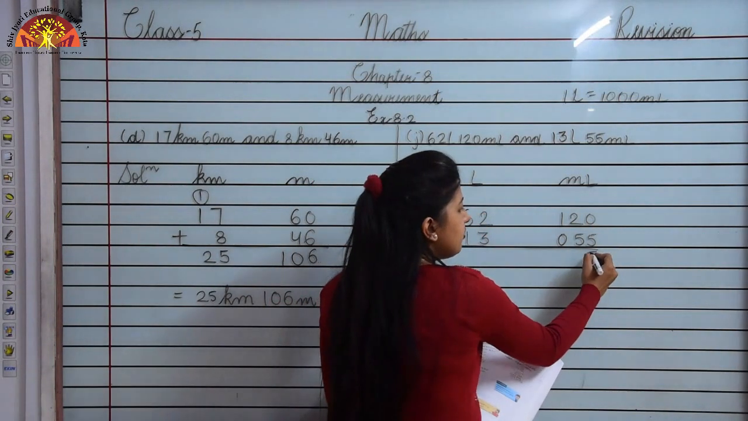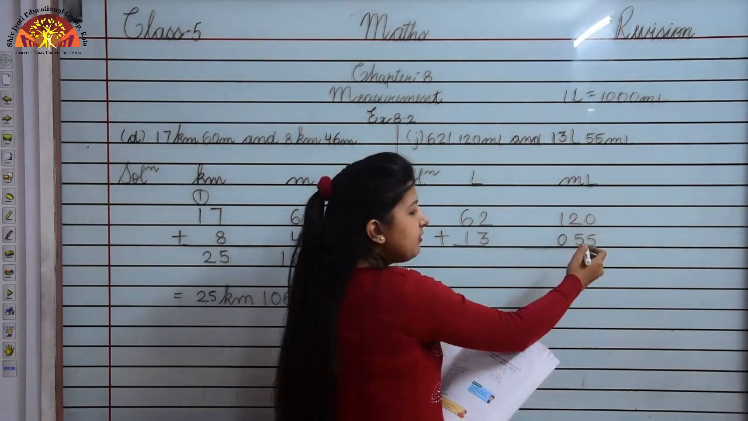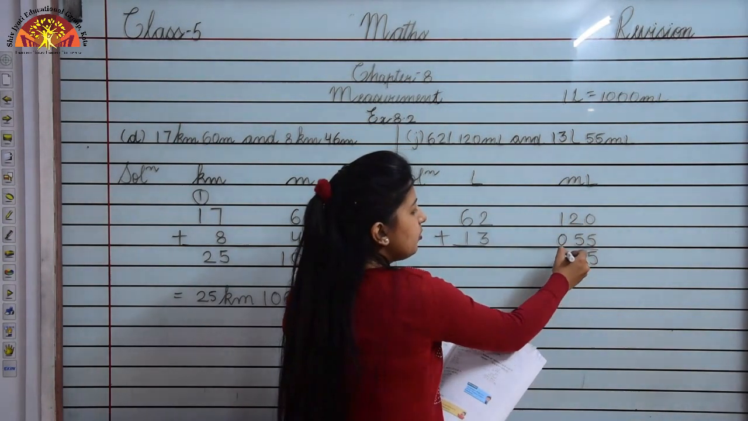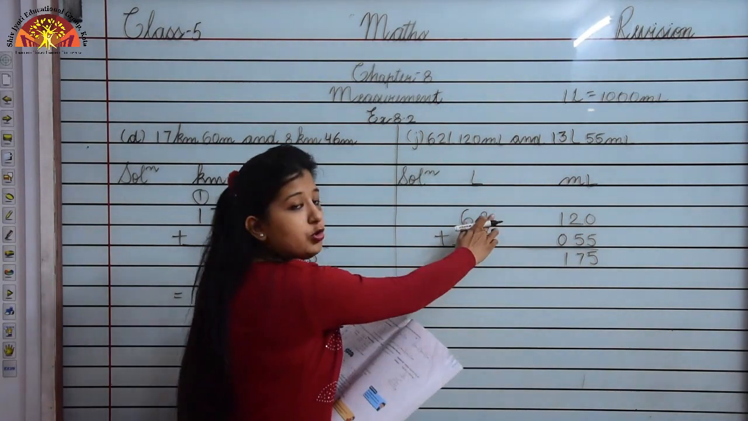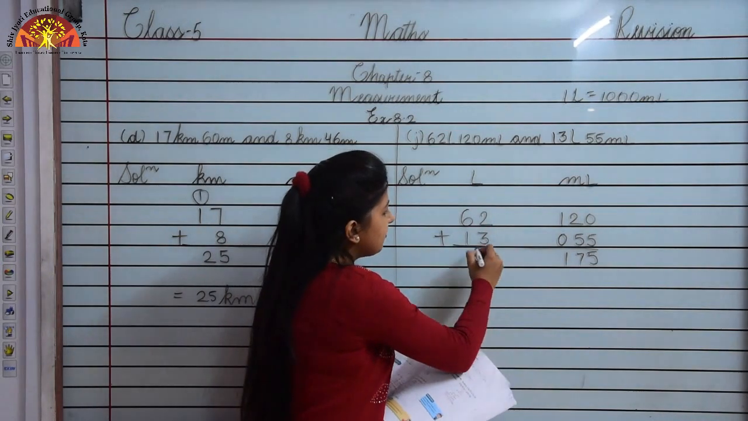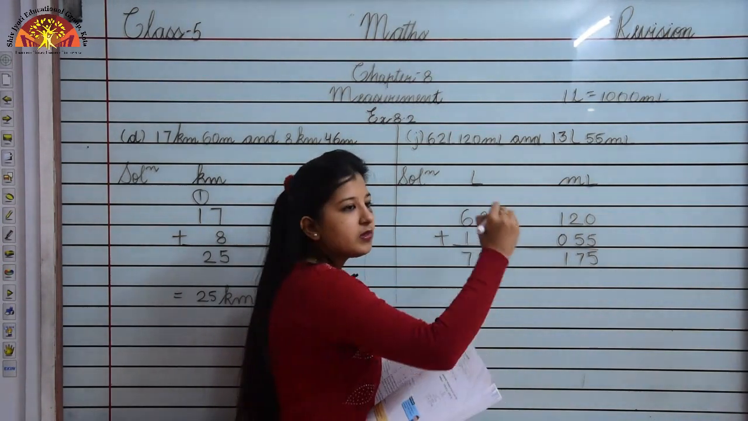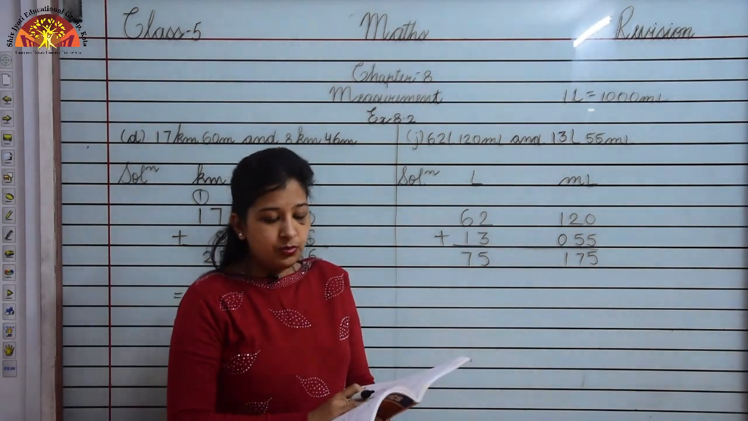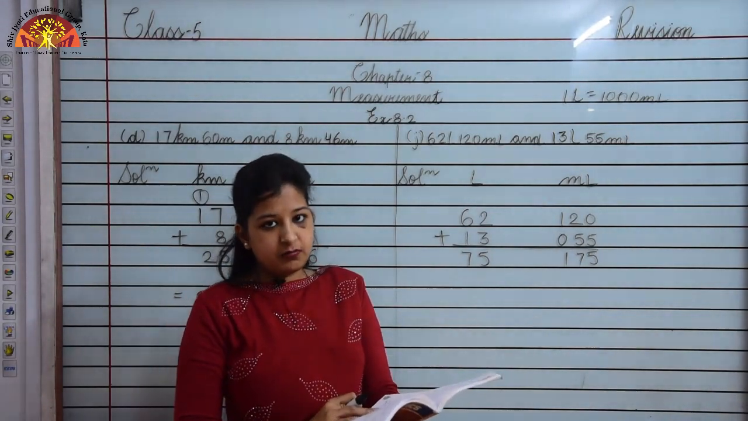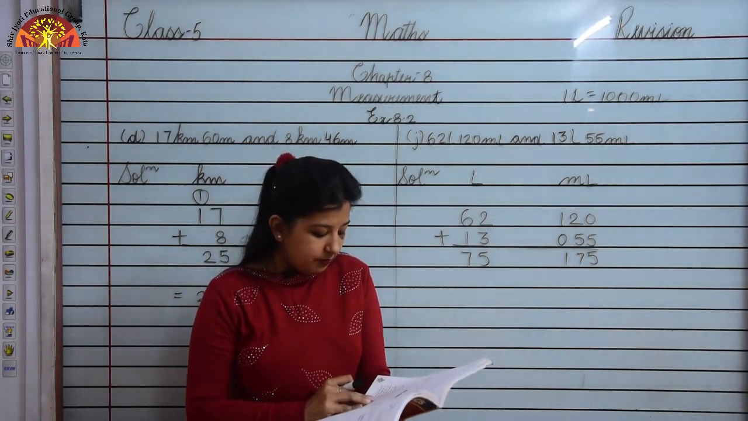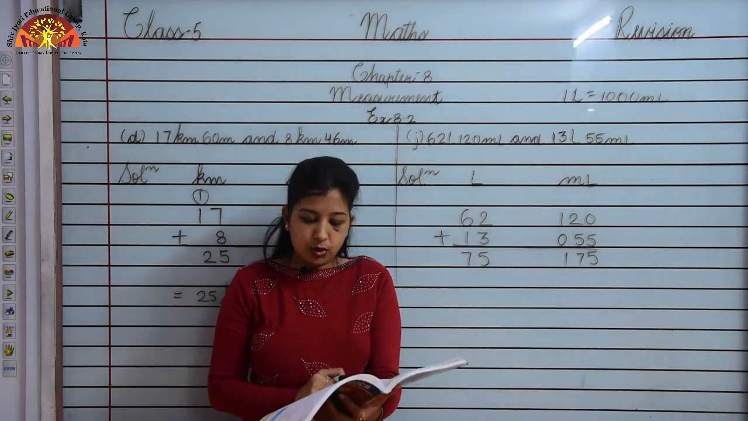0 plus 5 equals 5, 2 plus 5 equals 7, and 1 plus 0 equals 1. Now, 2 plus 3 equals 5, 6 plus 1 equals 7. In this way we will do the rest of the questions. Now, students, we are going to do question number 2.